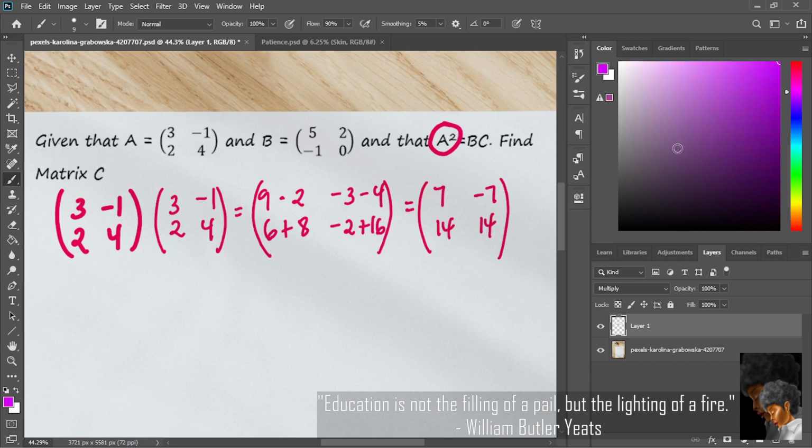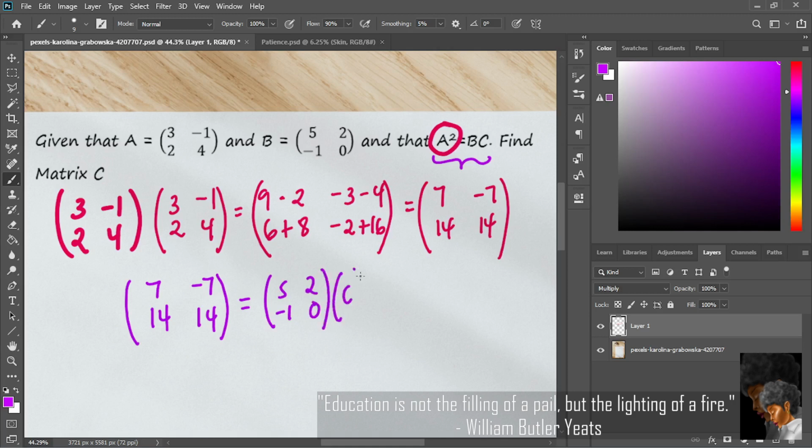Then after that, we now come to working out the whole equation. We'll have 7, 14, negative 7, 14, that's the value for A squared, is equal to BC. The value of B is 5, negative 1, 2, 0. This one multiplied by C.